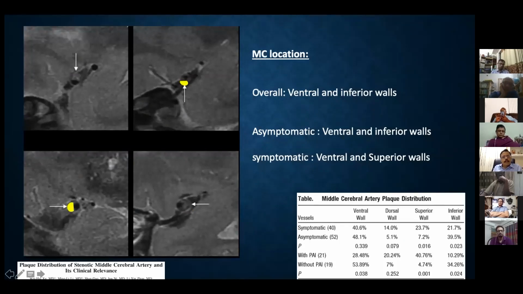While in symptomatic patients, the superior wall is more common because, of course, perforators are coming from here. So there's more chance of superior wall involvement. So whenever you see a superior plaque, you know it is more likely to be symptomatic in these patients.